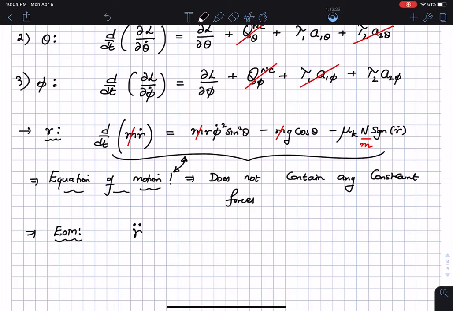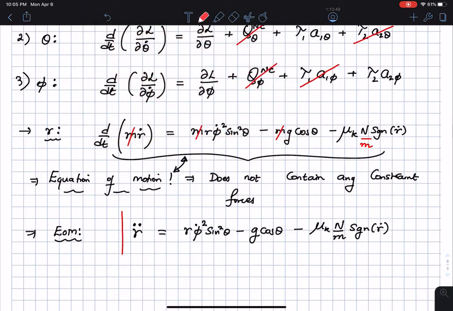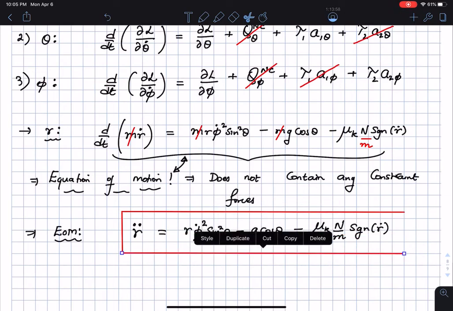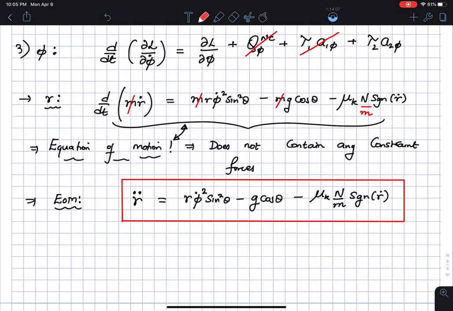If I expand it, this will tell me that the equation of motion is the following. R double dot, because it's the d by dt of r dot, is r phi dot square sine square theta minus g cos theta, minus mu k times N by m sine of r dot, which is coming from the friction force. I just want to put a quick box over this expression here, and let me duplicate that and bring it down here. So this is going to be my equation of motion. If I had started off by choosing a generalized coordinate, this is the only equation I would have obtained.